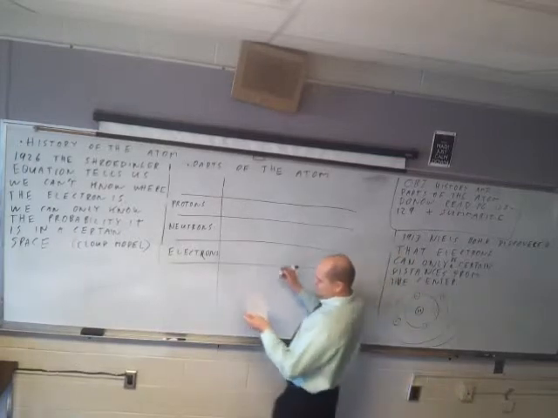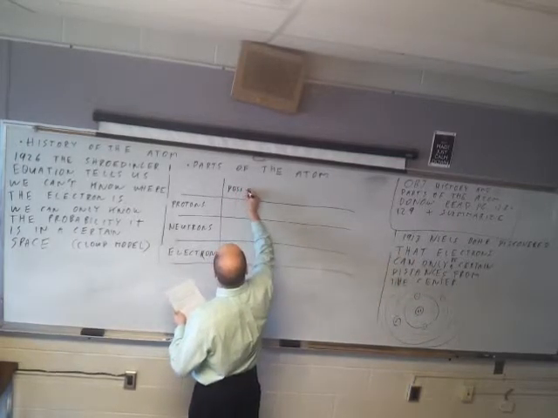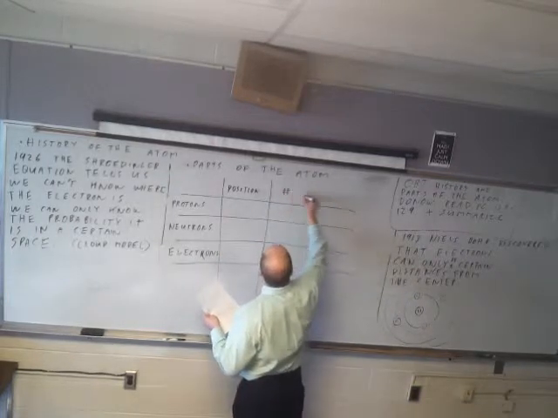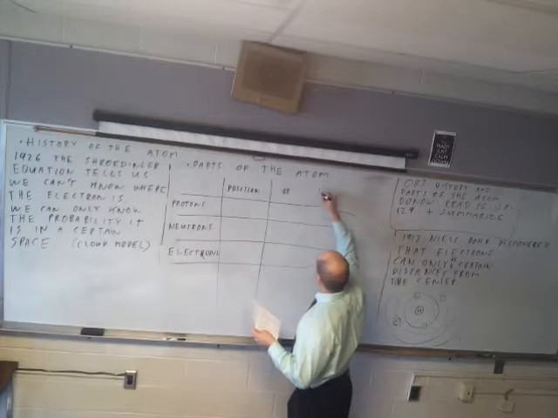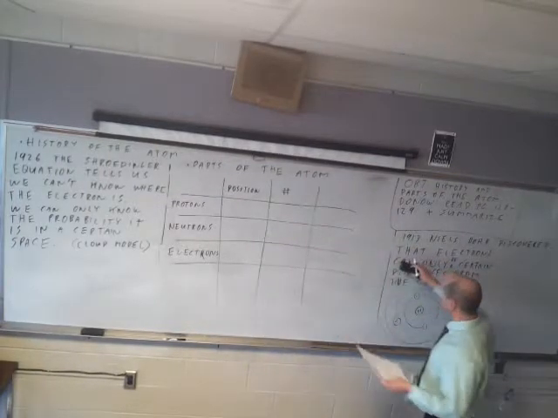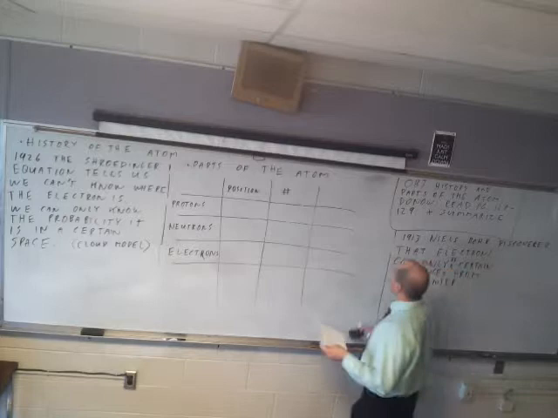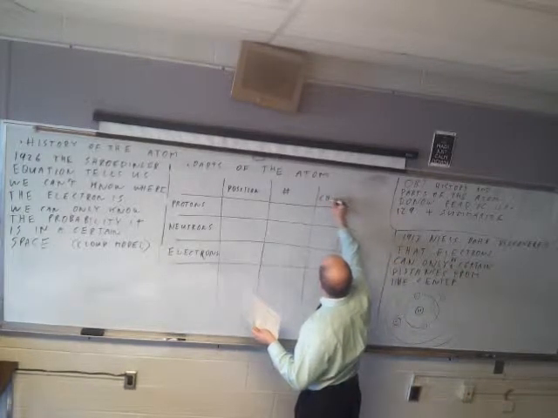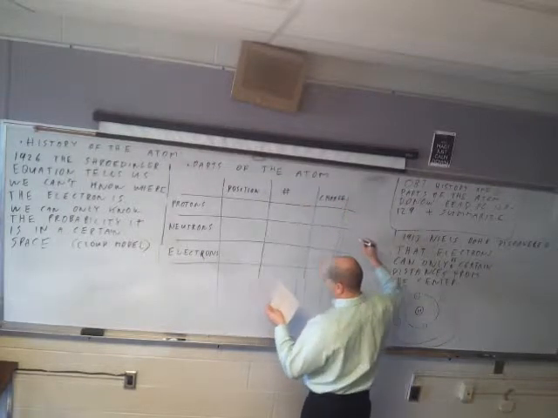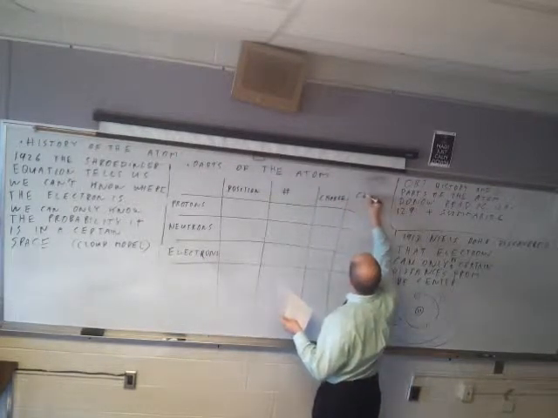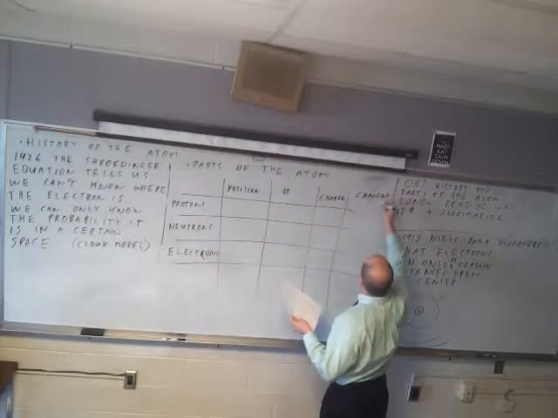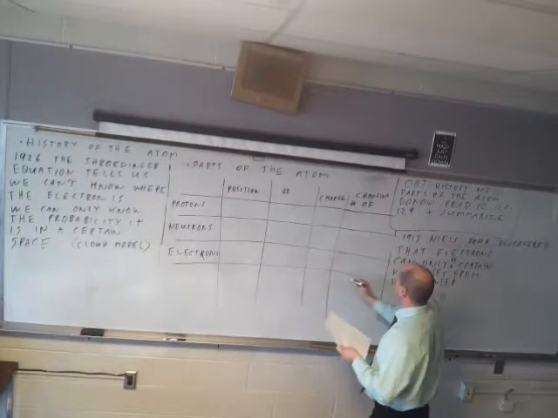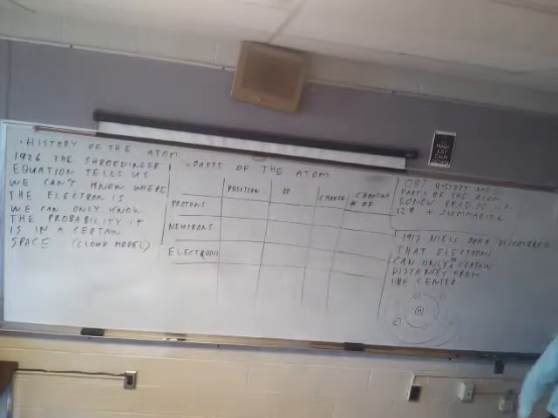Three parts of the atom. We're going to do position, that's where they are. We're going to do number. Leave some space because we're going to write stuff in here, so make it enough space. That's why I erased that list. Charge. I'm going to run out of space. And changing number of. So if we change the number of one of these things, what happens? Number of protons, number of neutrons, number of electrons.